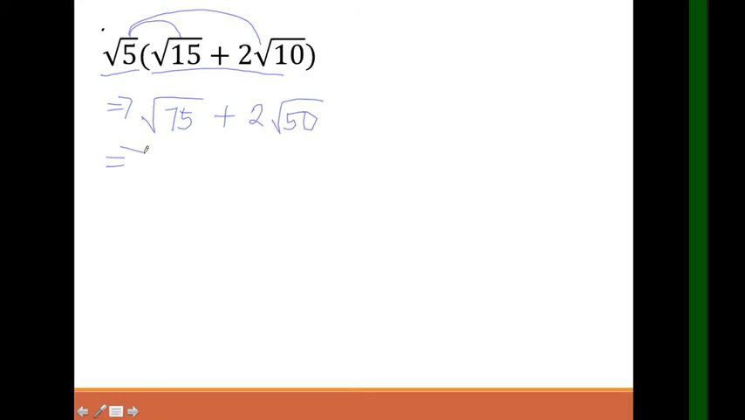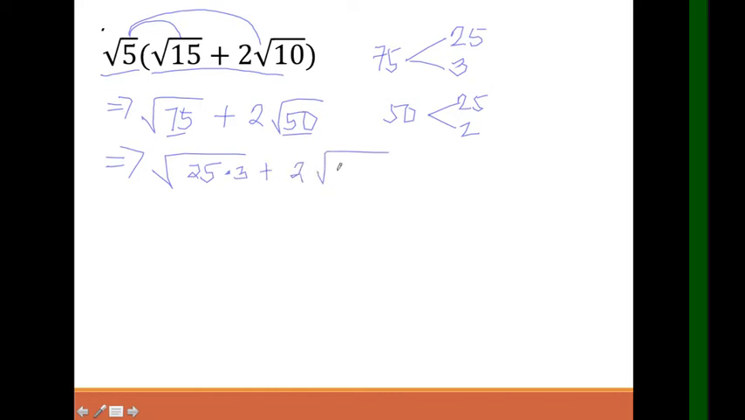Okay, now you need to think about the radical expression. I mean, you need to think of numbers for 75 and 50, where one is a perfect square and one is not a perfect square. For 75, the two numbers I can think of, one a perfect square and one not, are 25 and 3. For 50, it is 25 and 2. So that will do. We can have this as square root of 25 times 3 plus 2 square root of 25 times 2. Then we can separate them to make it easier to solve.